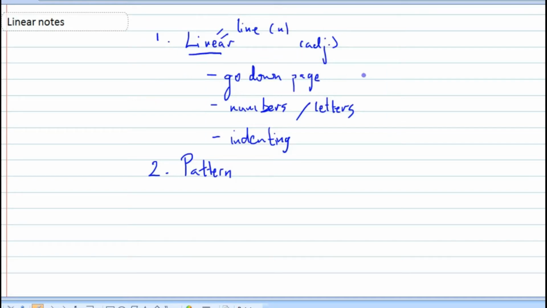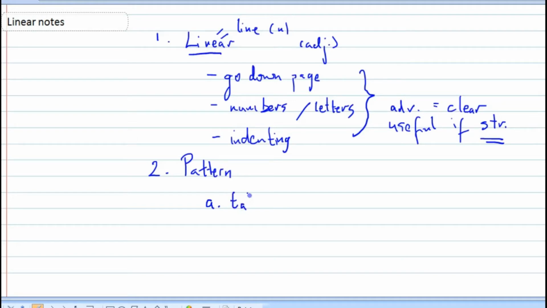So linear notes obviously have some advantages. The main advantage is that they are very clear. And they're especially useful if the structure of what you're reading or what you're listening to is clear. Because of course you have to understand the structure and organize the information when you take your notes. So looking at the second kind, so first of all there is a table. Another example of pattern notes is a flowchart. A third example is a tree diagram. And the final example, maybe the most common one, is a spidergram.